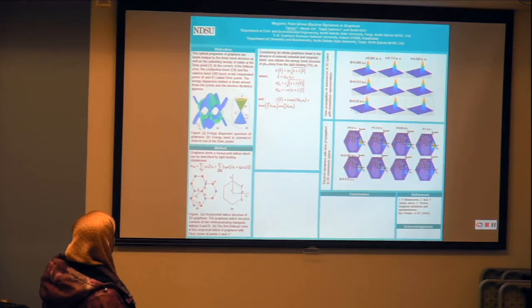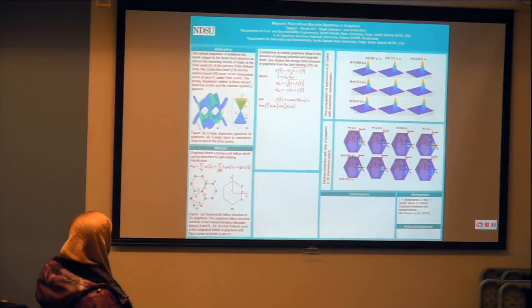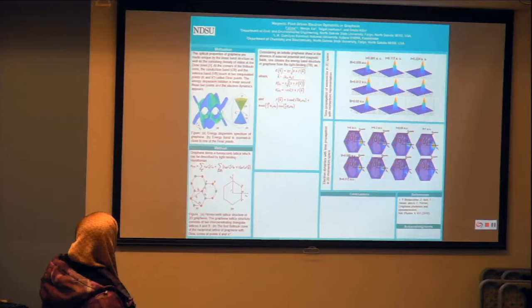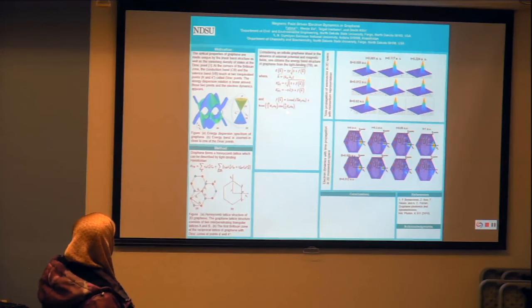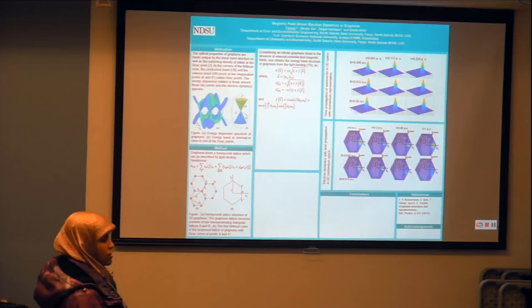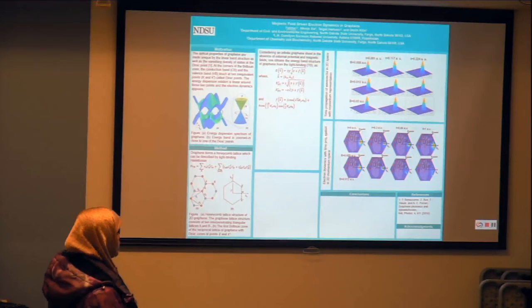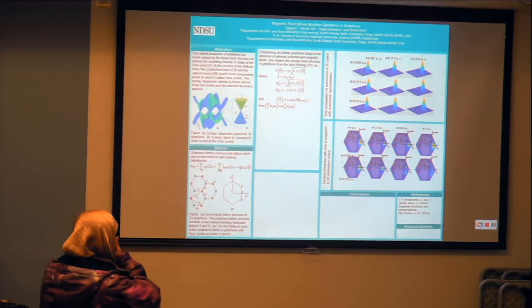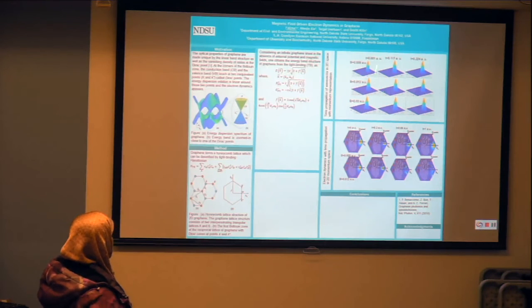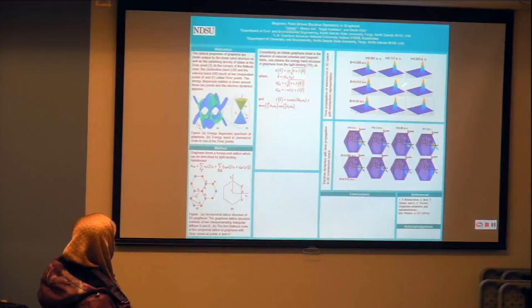So if there is no magnetic or external electric field, the energy band structure can be obtained from the tight-binding equation, here: plus for the conduction band and minus for the valence band. And F(k) is defined by this equation. There are more equations I'll put here, corresponding to these figures.